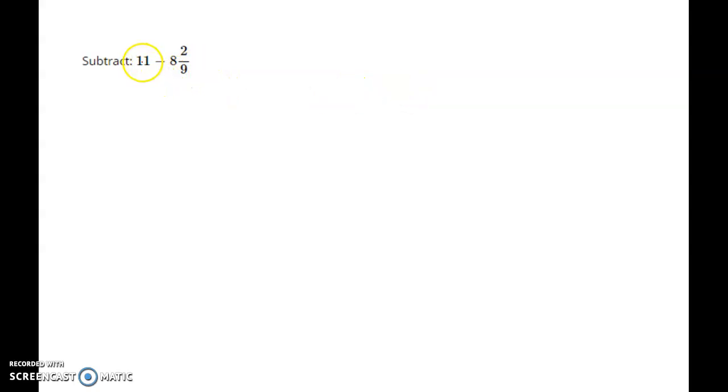Okay, on this problem, we have a whole number and we need to minus a fraction. So I'm going to do this vertically. I always like to do adding and subtracting of fractions when we have a mixed number vertically. Now you can kind of see the problem right away here. We have 2/9 that needs to be subtracted, but there isn't a fraction over here.